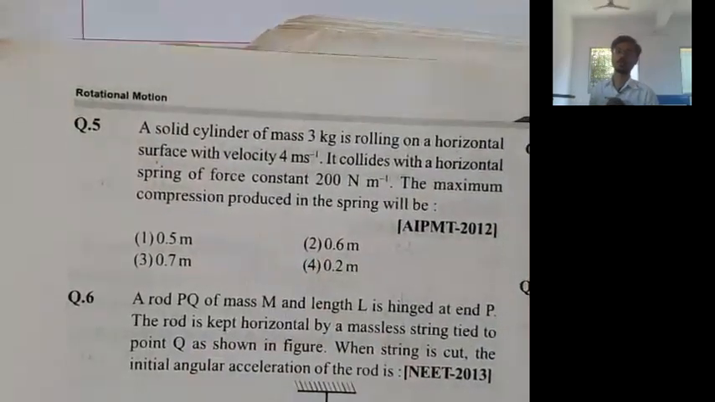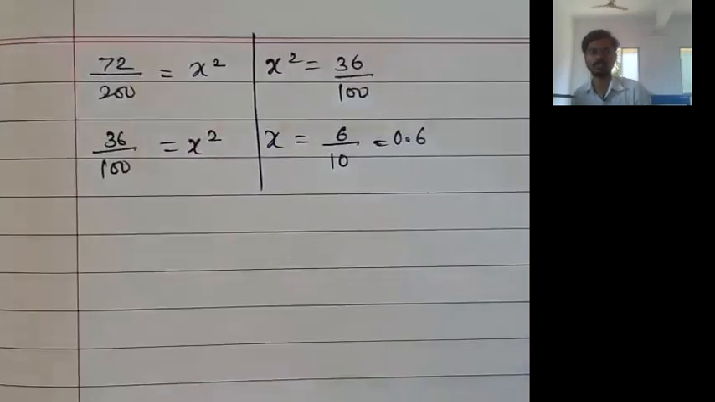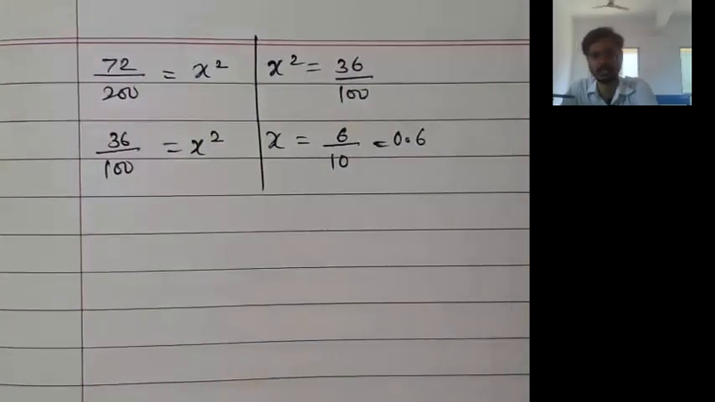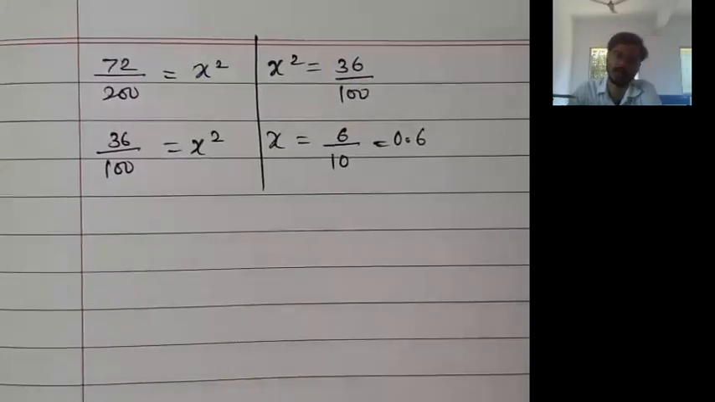Is this question clear to all of you? Conservation of energy: initially equal to finally. Initially, who was in the system? Cylinder and spring. Finally, who is in the system? Cylinder and spring. The total energy of the cylinder is 1/2 mv square into bracket 1 plus k square upon r square.